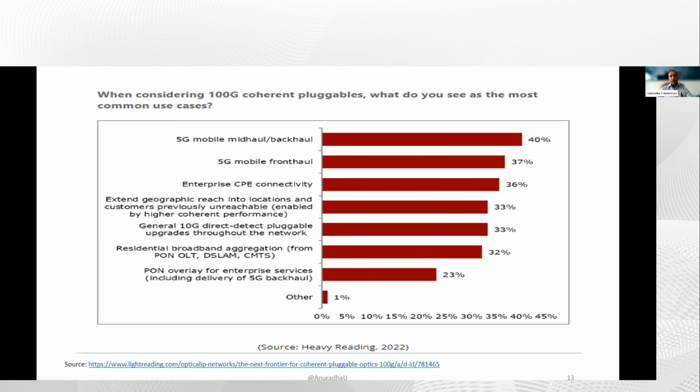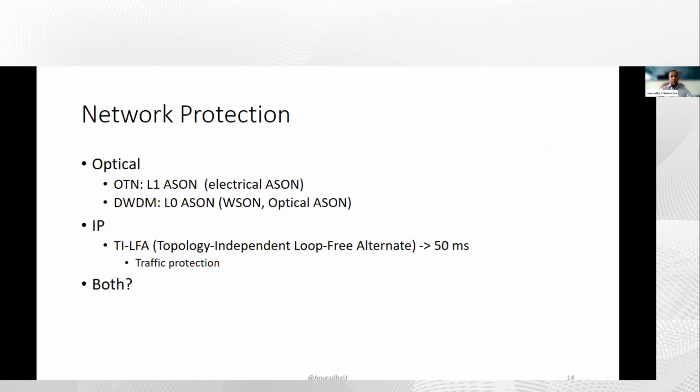Now, why is 100G coherent important? This survey report from Heavy Reading shows that when considering 5G coherent, the most common use case is actually 5G mobile mid-haul and backhaul, and also front haul. So going forward, the type of speeds and capacities that we envision to deliver with 5G as a service really requires connectivity at the level of 100G in the very near future. So 100G coherent is very much an essential requirement as we move forward with 5G.